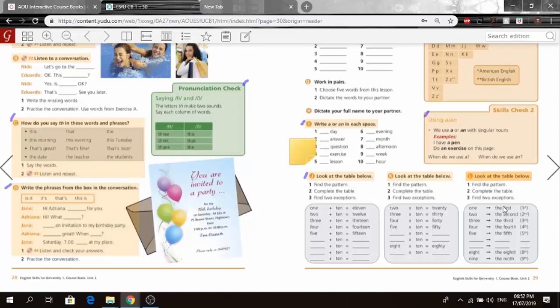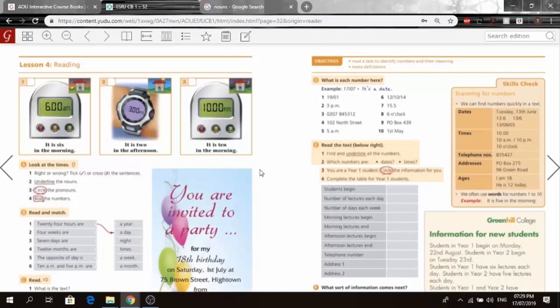Exercise L, look at the table below. 1 is the first. Yeah, we talked about this, guys, in the last segment, okay? So 1 is the first, okay? 2 the second, ND. 3 the third. 4 the fourth, TH. You see, you get the idea. I talked about this. 5 the fifth, okay? 6 the sixth, and 6 here and TH above, okay? 7 the seventh, okay? 7 TH above. 8 the eighth, here you go. 9 the ninth, okay? Okay, so now moving on to lesson 4, reading.